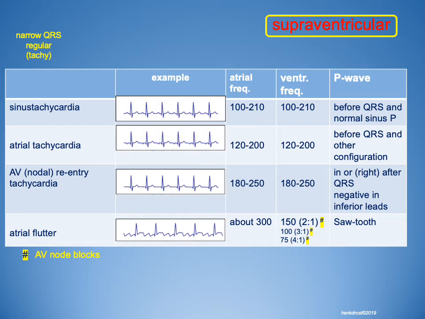But it can also block 3 P waves by 1 or 4 P waves by 1. You have then a frequency of 100 or 75 beats per minute.